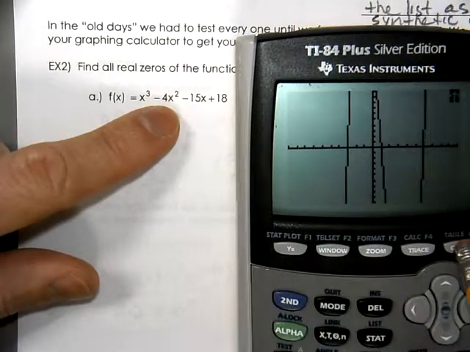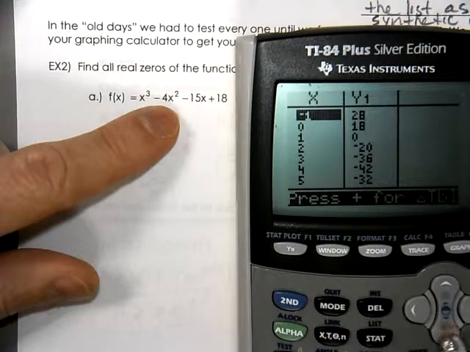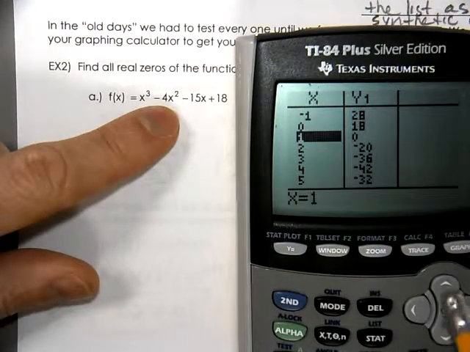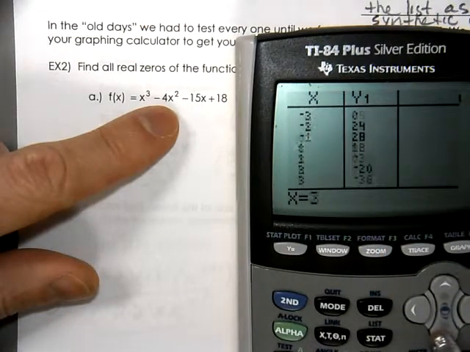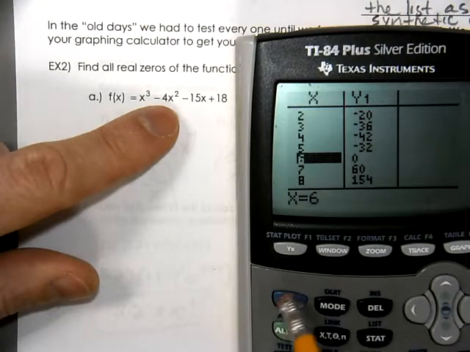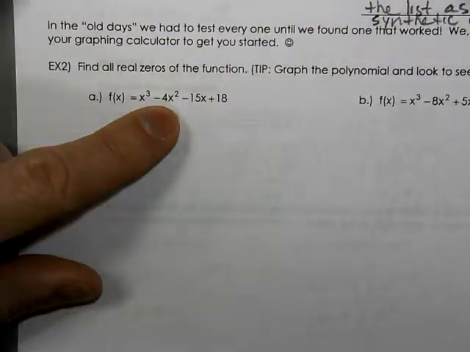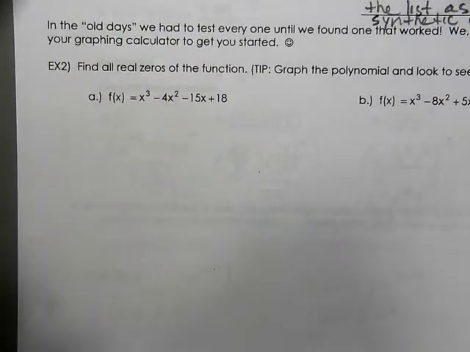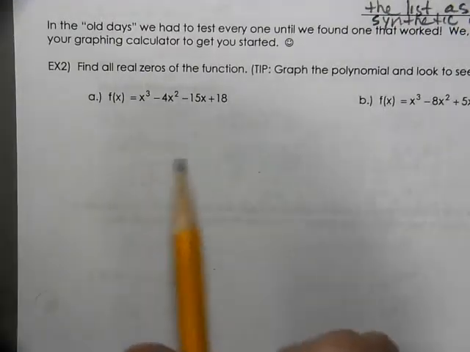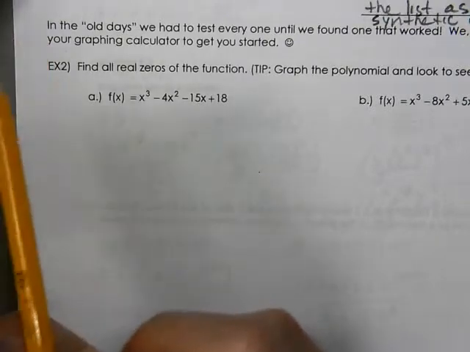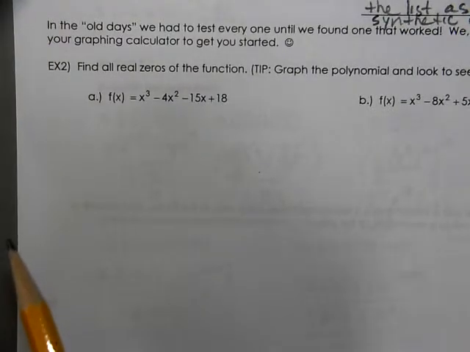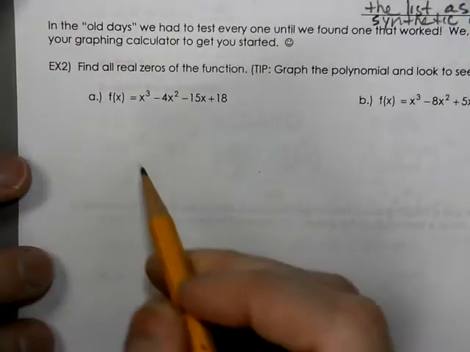You could also go to table, and it looks like at 1 we get a value of 0, at -3 we got a value of 0, and at 6 we got a value of 0. Those would seem to be your reasonable ones to try. It's not really trying, we know those are the exact answers, but we're using the process that P over Q produce the possible zeros. Now we've used our technology to narrow it down so we're not just randomly going back and forth.